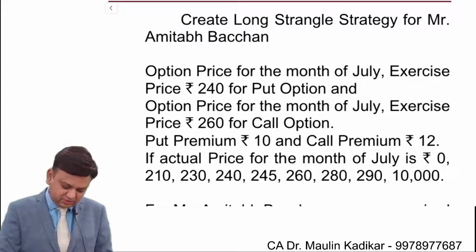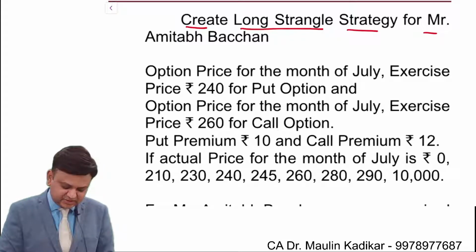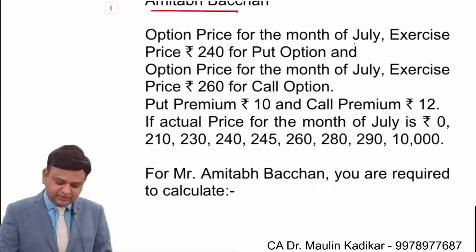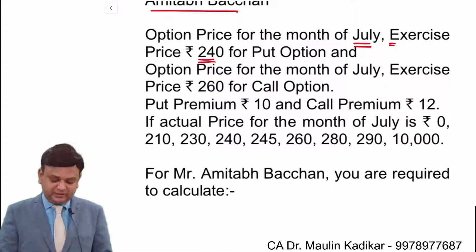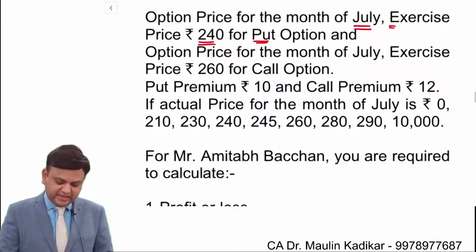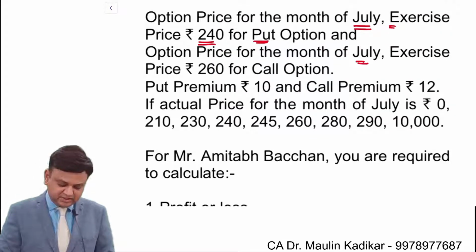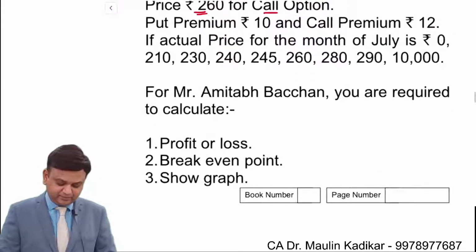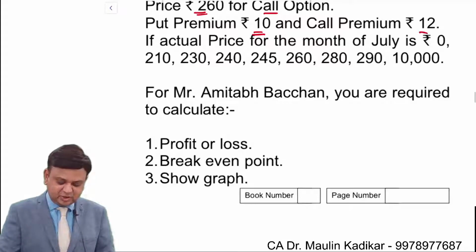Next question. Create a long strangle strategy for Mr. Amitabh Bacchan. Option prices for the month of July: the exercise price or strike price is 240 for the put option and 260 for the call option. Put premium is 10 and call premium is 12.